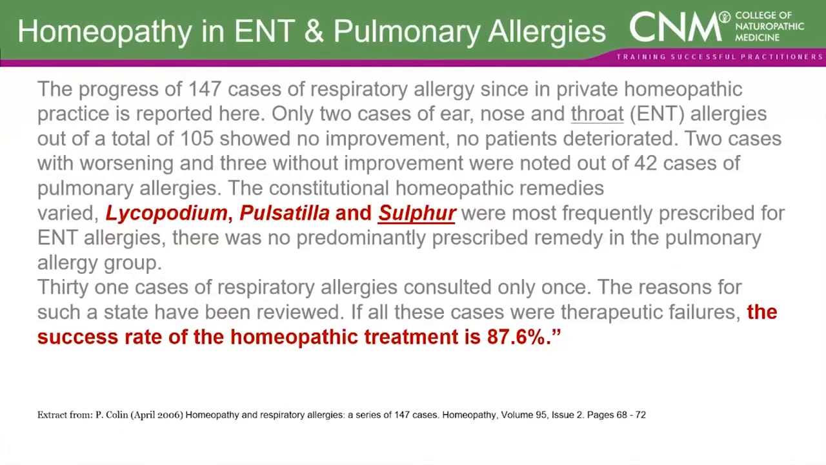And so what they did here was they looked at cases that had ear, nose, and throat conditions, but a vast majority of these patients that they explored had deeper pulmonary tract allergies, i.e. asthma. And most of them were treated with 3 common constitutional homeopathic remedies, all being Lycopodium, Pulsatilla, and sulfur. But 31 cases of respiratory allergies consulted only once, and the reason for such a state had been reviewed. If all these cases were therapeutic failures, the success rate of the homeopathic treatment is 87.6%.